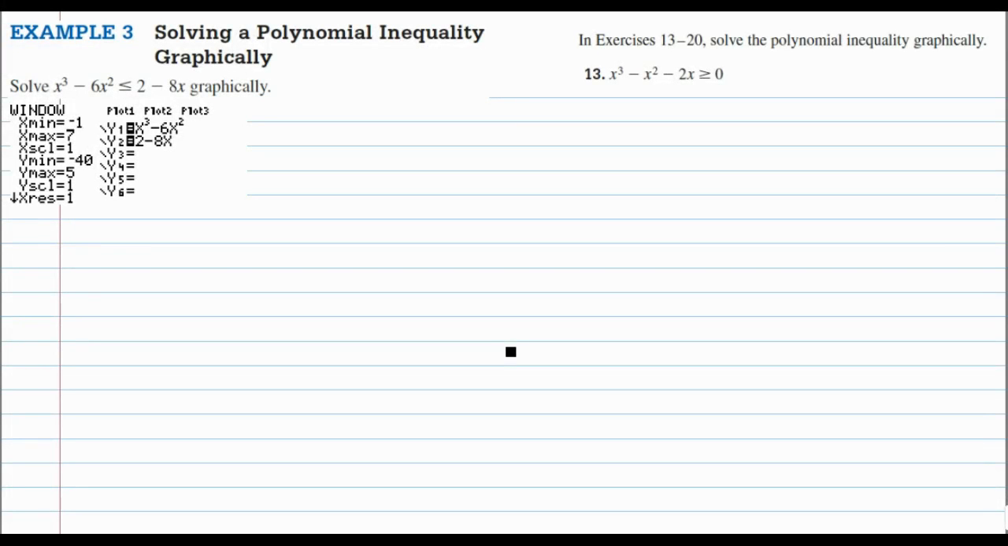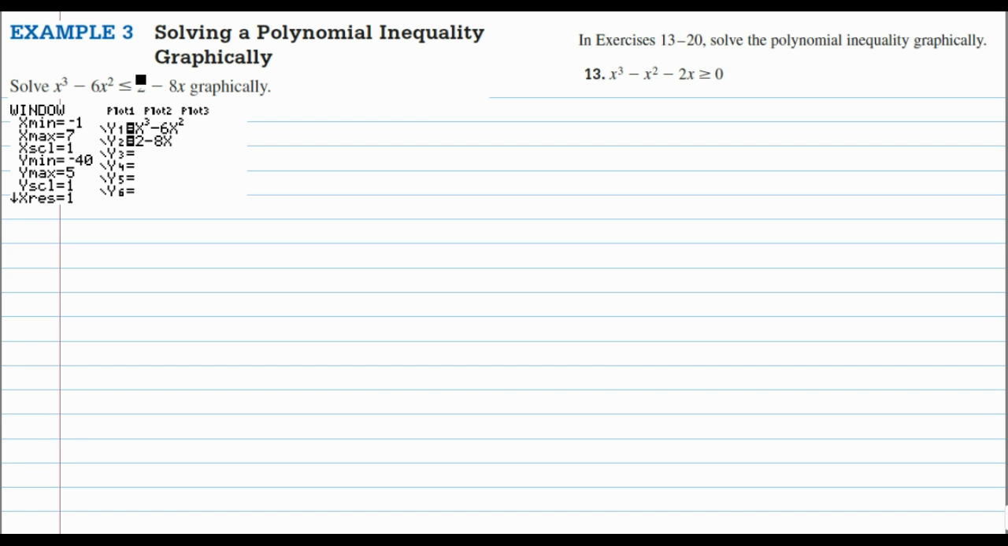This is the screencast for section 2.8, example 3. We're going to solve the polynomial inequality graphically. Example 3 is set up one way, and the now try problem is set up a different way: example 3 has a function on either side, and exercise 13 has the whole polynomial set greater than or equal to 0. So I'm going to do the two problems two different ways, one way and then the other, and you can choose which way is better for you.